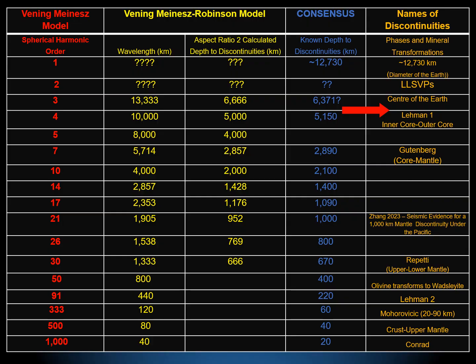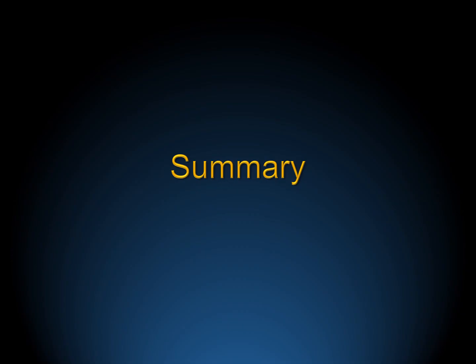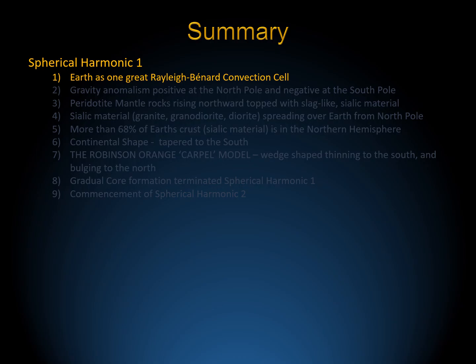Here we can see that spherical harmonic order 3 does not have a designated discontinuity at depth. It is the center of the Earth. However, spherical harmonic 4 does have a discontinuity at 5,150 kilometers and is called the Lehmann 1 inner core, outer core discontinuity. Summary. Here we will scroll through the various patterns, bits of evidence that supports our model.